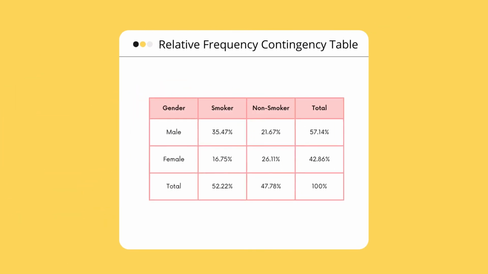All we have to do is go back to the relative frequency contingency table and look at the four central values, and this is the joint distribution. If we add these four values together, we should get 100%, because these are the only categories that a person from our study can be classified into.